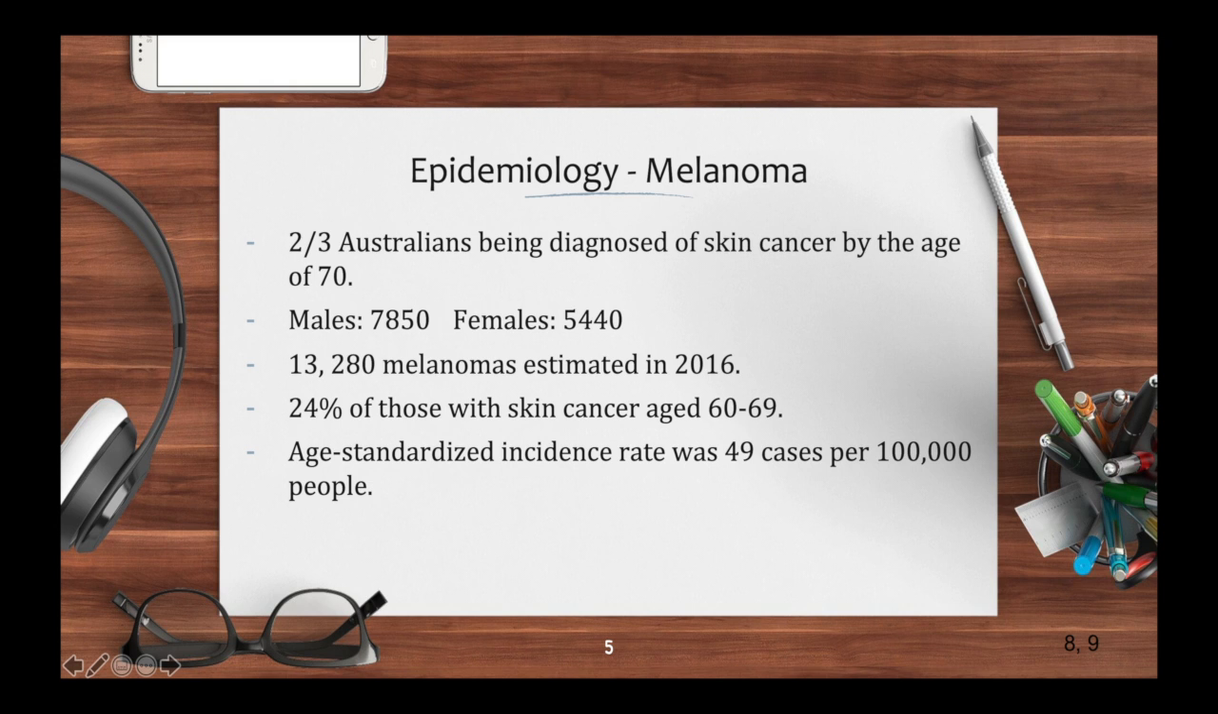Skin cancer is a major health issue in Australia, with an estimated two-thirds of Australians being diagnosed with skin cancer by the age of 70. It is estimated that in 2016, 13,280 new cases of melanoma were diagnosed in Australia. Males represent a higher proportion of new cases than females. 24% of those with skin cancer are aged 60 to 69.